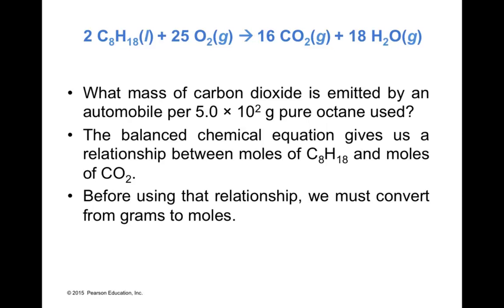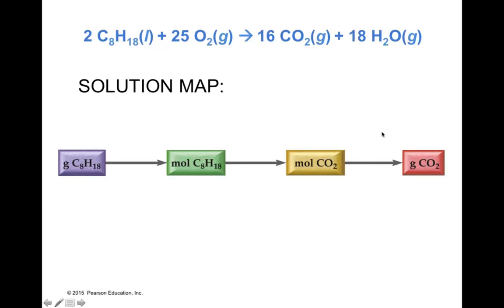And once we have the moles of octane, we can turn to the moles of carbon dioxide by using the conversion factor from here: 2 moles of octane and 16 moles of carbon dioxide. And once we have the moles of carbon dioxide, we can now use the molar mass of carbon dioxide to turn moles of carbon dioxide to the mass of carbon dioxide. That is what they are asking in the question. So this is basically the solution map.